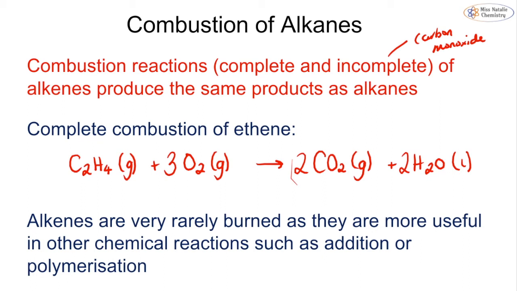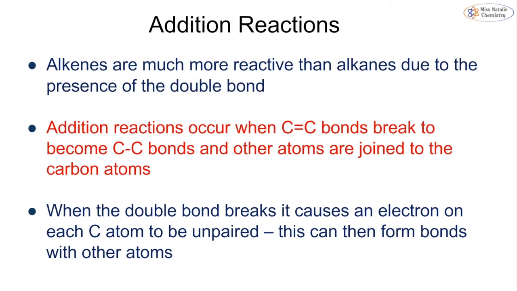Now, alkenes are very rarely burned. If we're going to be burning any hydrocarbons, it tends to be the alkanes or some other hydrocarbons that we don't need to know about at this point. The alkenes are much more useful in other chemical reactions, so we use them more for that. And the most common ones are addition reactions, which we're going to look at next, or polymerization reactions, which you'll cover in topic 4H, which is synthetic polymers. So we're going to look at the addition reaction.